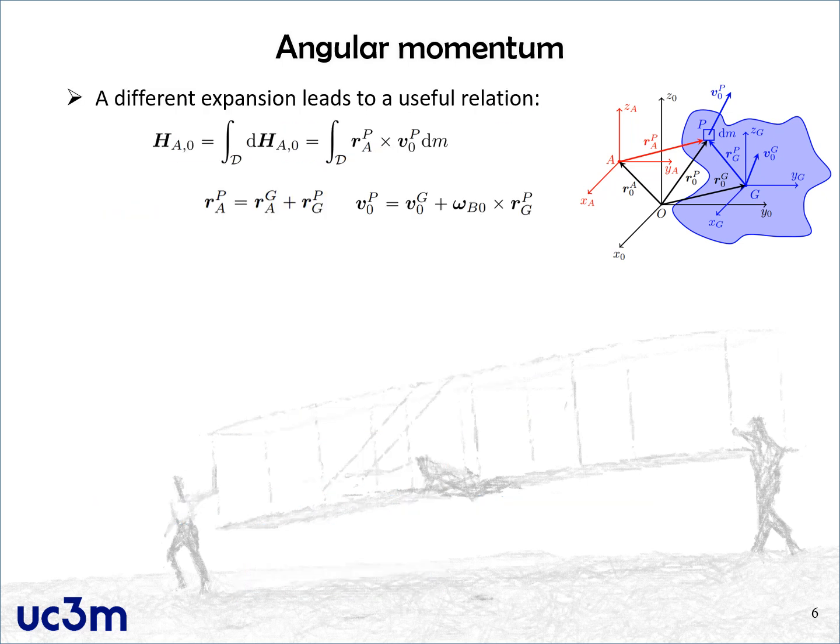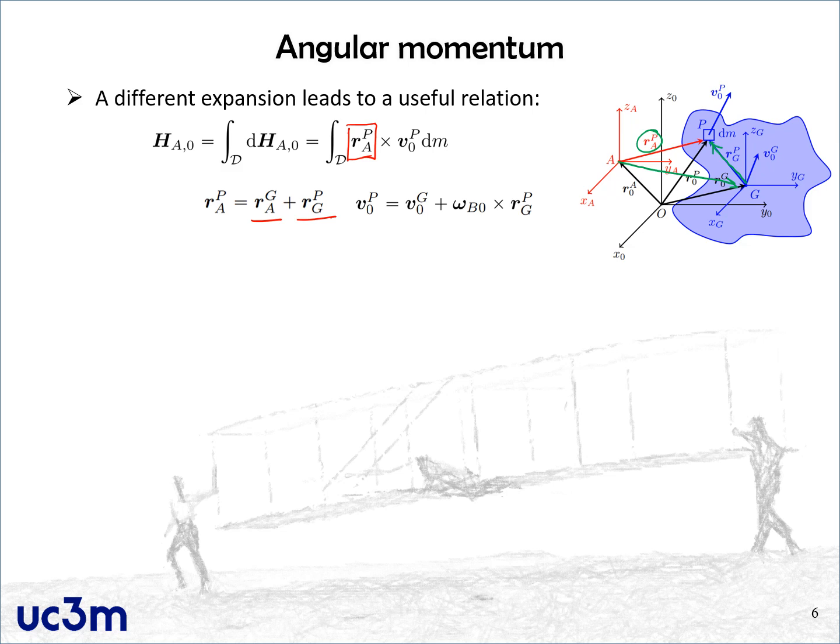Okay. The result that we have just obtained is not the only way that we can process our integral. So let's go back to our definition in terms of the integral of the differential angular momentum, and let us apply a different expansion to the integral. In this case, what I want to do is to rewrite the vector AP over here as the vector AG plus the vector GP. Okay, so in other words, I want to decompose this vector as the vector AG plus the vector GP.